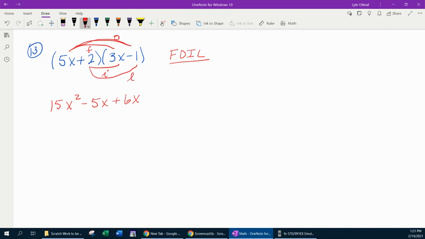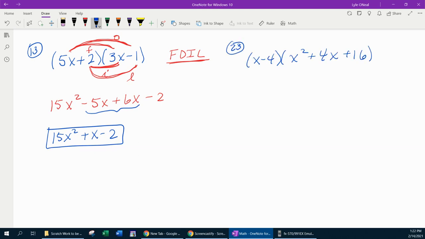So now maybe you can see that FOIL is basically the distributive property. You do the first two, and then on the outside, then the two terms on the inside, and then the 2 and the negative 1 are the last ones you do. 2 times negative 1 is negative 2. And to finish this problem up, you always need to CLT if possible. And remember, CLT stands for combine like terms. So we're going to have 15x squared plus x minus 2 as our final answer.